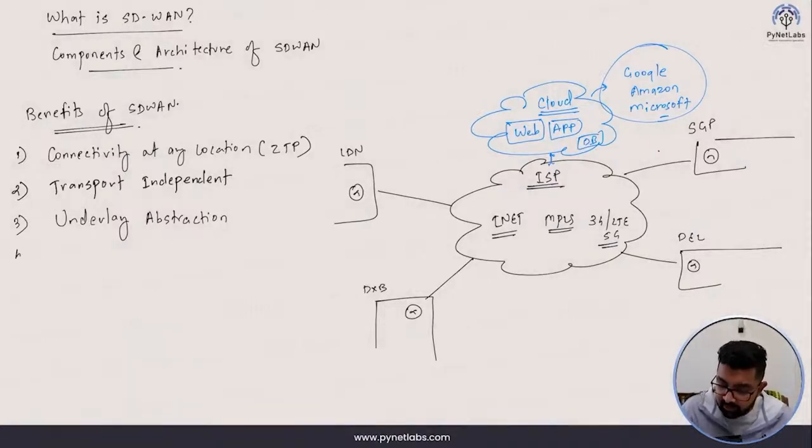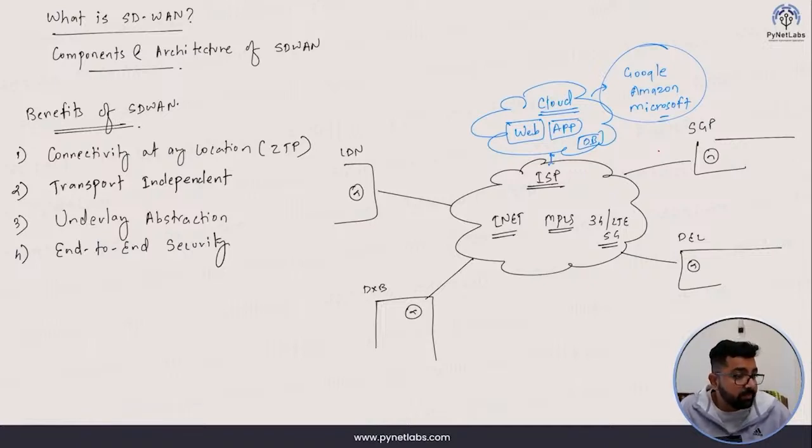Then after that, you also have the end-to-end security, which is being provided, right? So providing end-to-end security from the remote sites to the internet, to the cloud, to software-as-a-service applications, or even branch-to-branch connectivity, is by default ensured by using the overlay architecture.